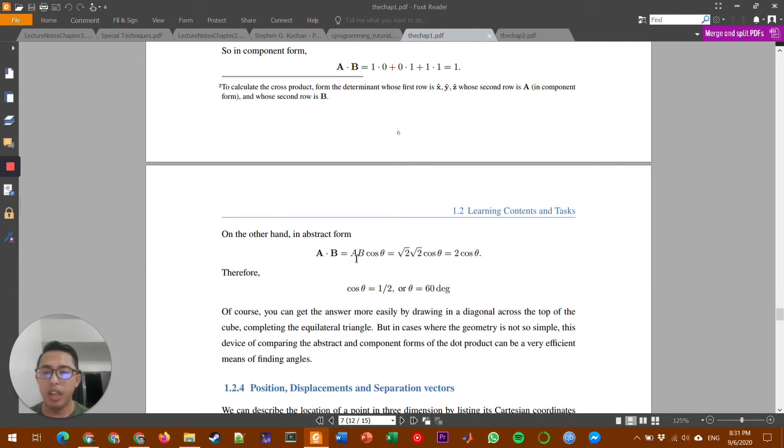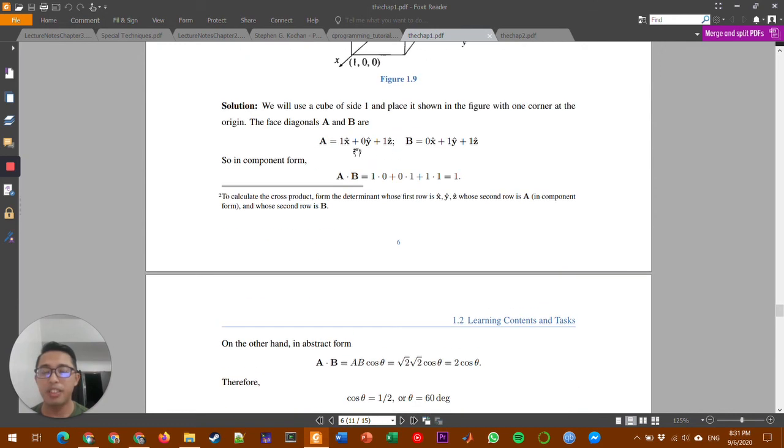Then A, how do we get A? A is actually a magnitude of A. So how do we do that? Just multiply vector A by itself. So if you multiply vector A by itself, sa ating formula, square root siya of ax square plus ay square plus az square. So you have 1 square plus 0 square plus 1 square. That's actually 2, right? Or square root of 2. That's why we have square root of 2 as the magnitude of A.